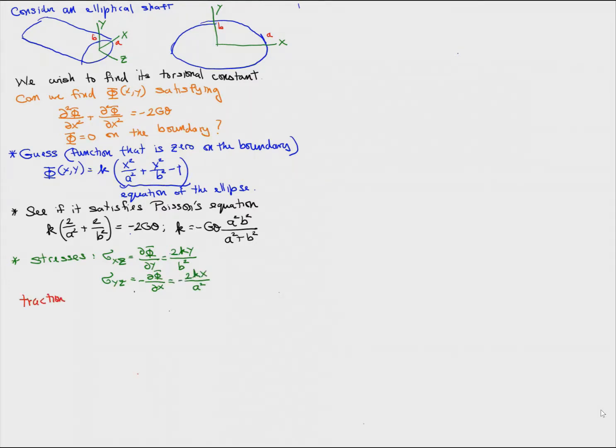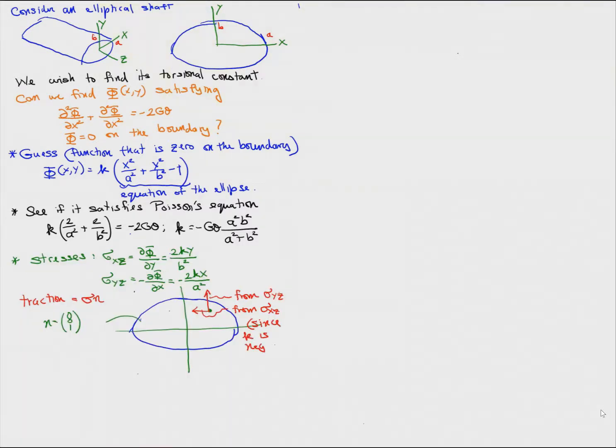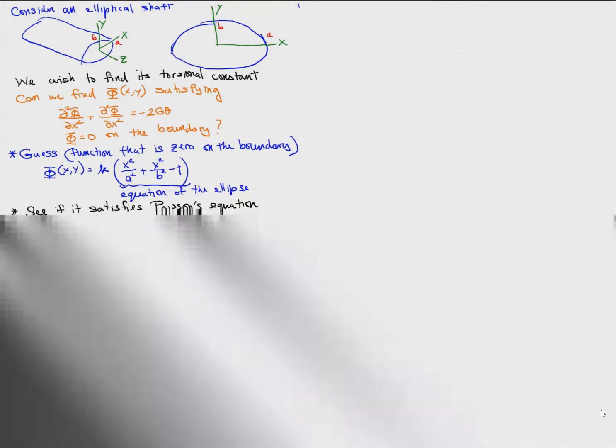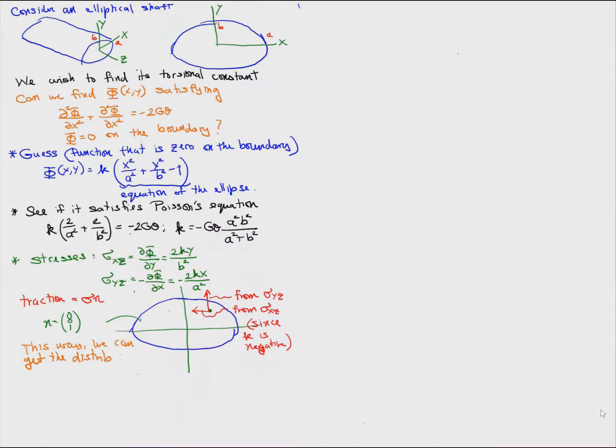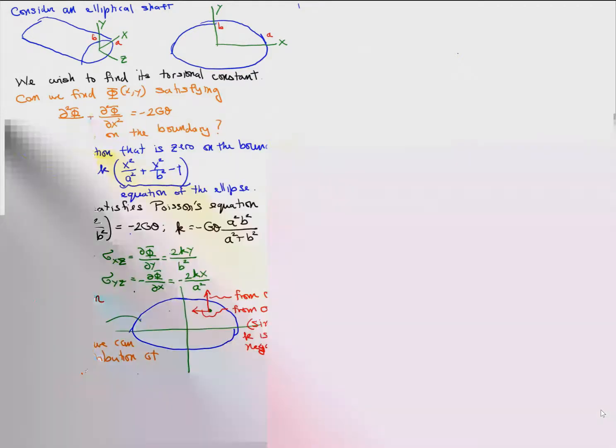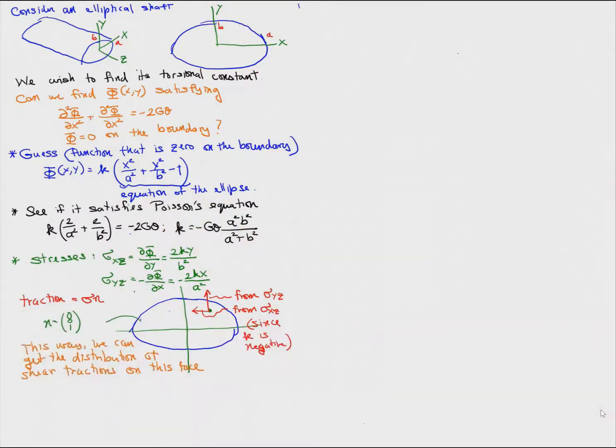So now that we have a stress function, let's compute the stresses. Sigma xz is d phi by dy, sigma yz is minus d phi by dx. If we plot the tractions corresponding to this stress, we get shear tractions on the cross section, which makes sense, which is consistent with our notion of what kind of stresses a torque would produce.